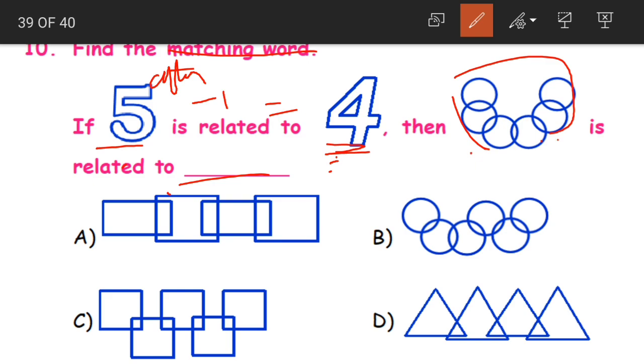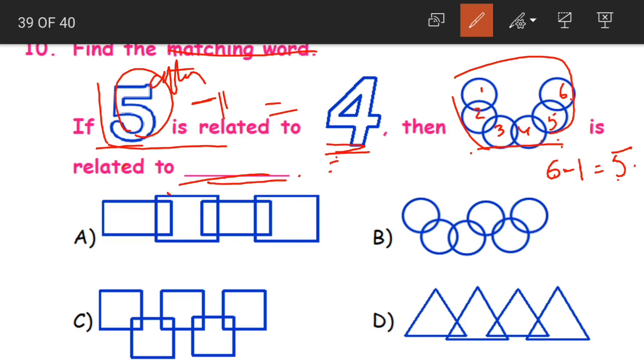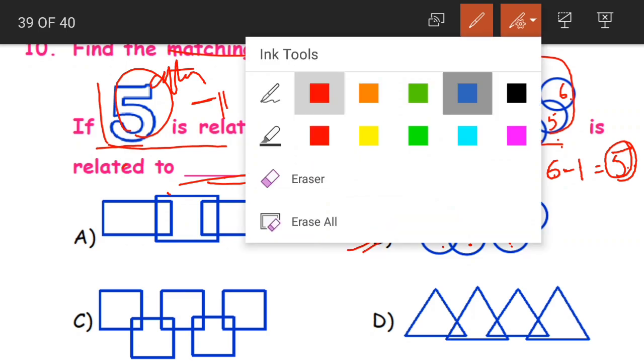Now when we look at the next one, we are having 1, 2, 3, 4, 5 and 6 circles. We are having 6 circles. So to complete the pair, the next figure should have how many circles? What was the relation in the first pair? The number minus 1. So even here the total number is 6. Minus 1 will be equal to 5. That is why the next figure should have how many circles? 5 circles. 1, 2, 3, 4, 5. Option B becomes the correct answer.